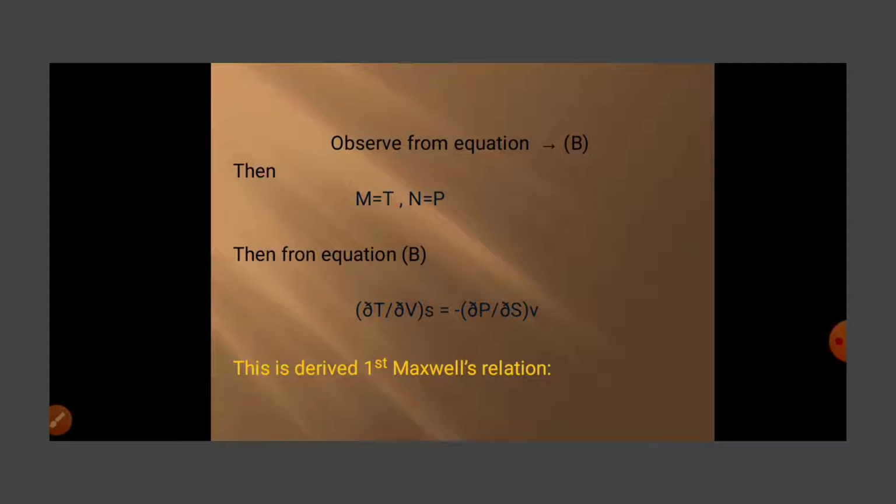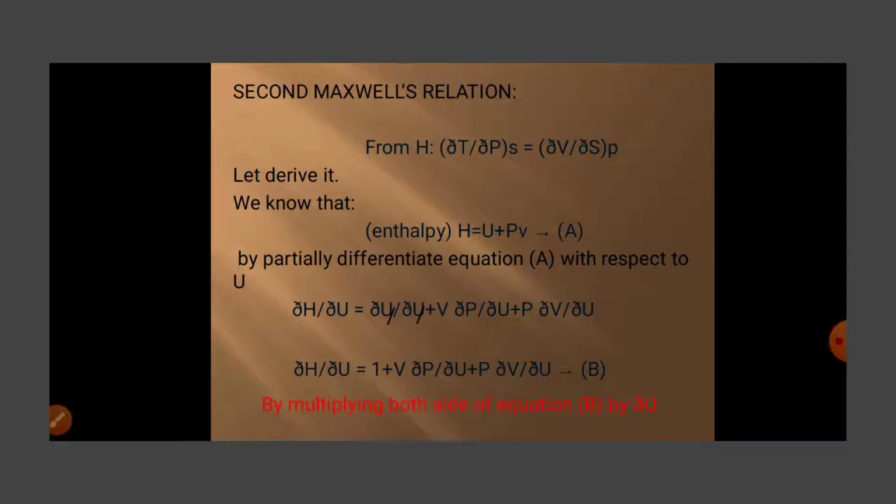In that way we derived Maxwell's first relation. Let us start and derive the second Maxwell relation. In order to derive the second Maxwell relation, we must have an idea about the enthalpy. We know that (∂T/∂P) at constant S equals (∂V/∂S) at constant P. We have to derive how this makes the second relation.